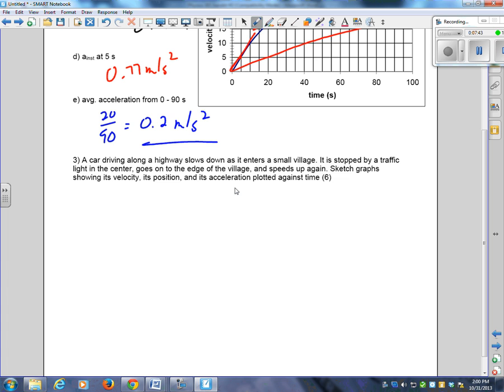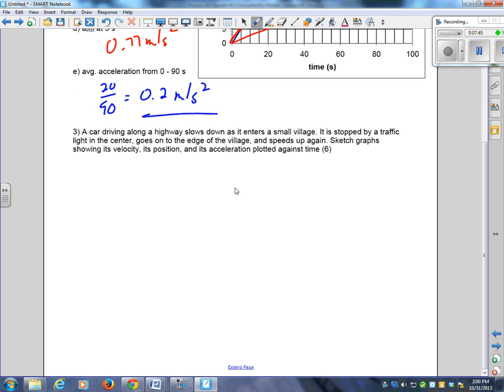Okay, year after year after year, people struggle with question number 3. So let's watch very carefully here. For some silly reason, some people like to draw the VT graph first. I guess for some people that might make sense. For me, it looks like this. Displacement time. It doesn't say so, but if we can, we avoid the negatives, right? So a car's driving along, we can only assume it's going positive. Slows down as it enters a small village.